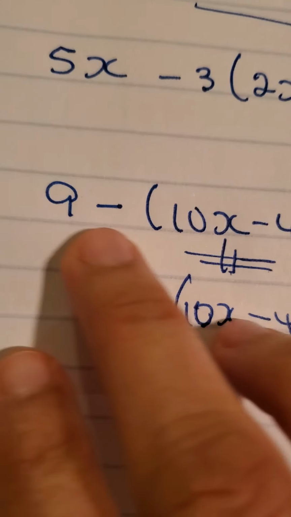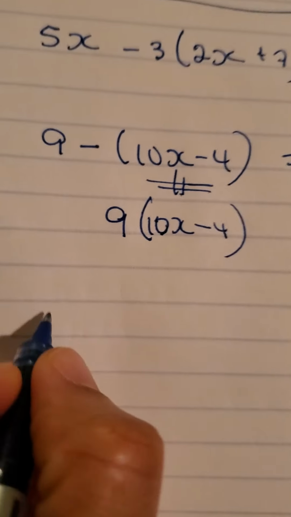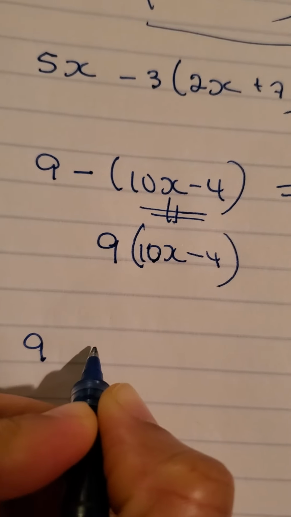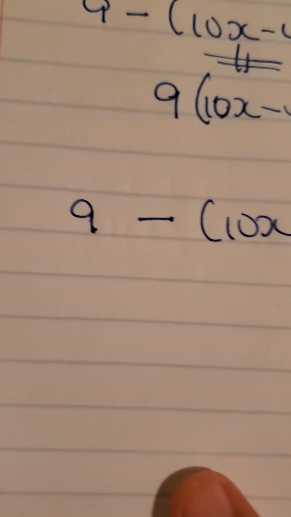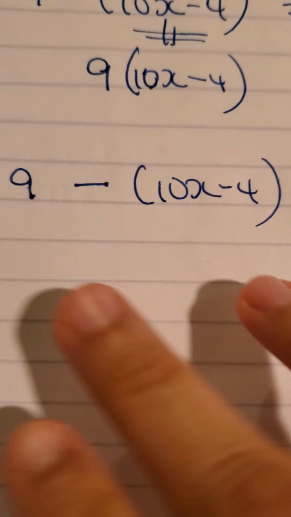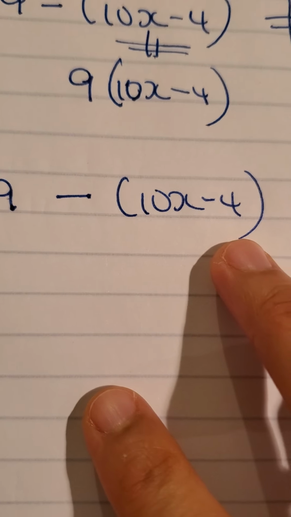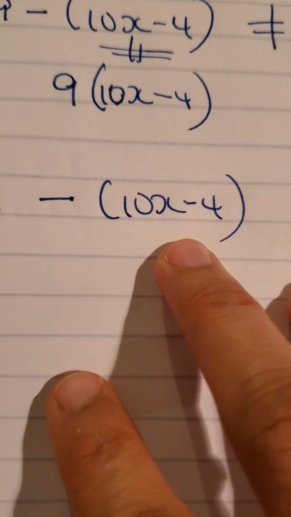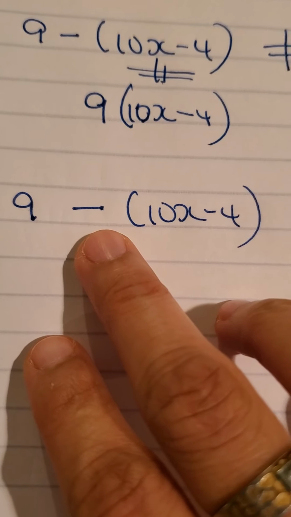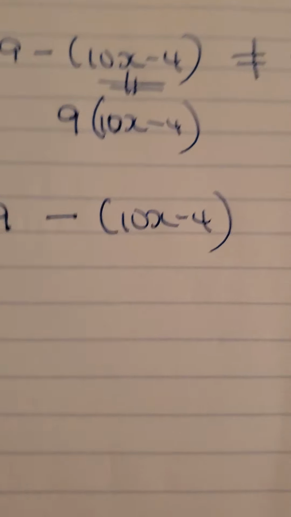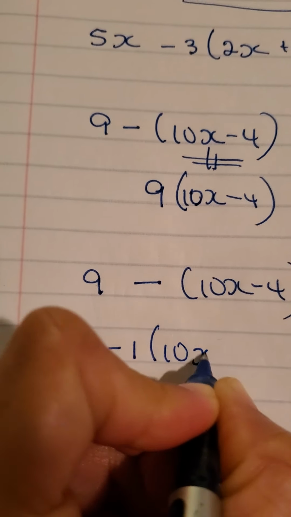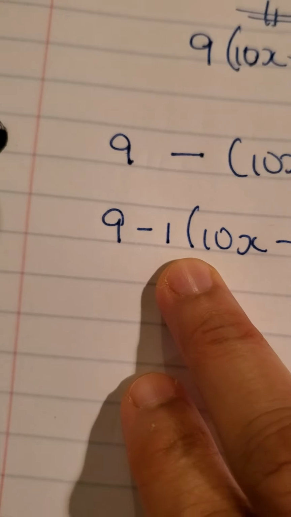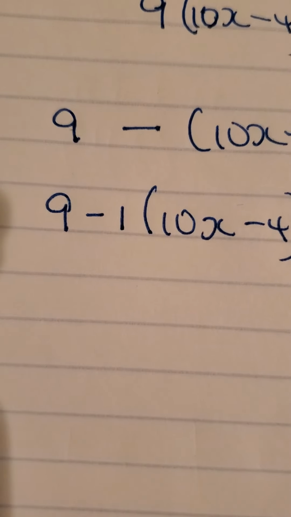Here we have two terms. We have a positive 9 term, and we have a negative (10x minus 4) term. If you remember from my previous video, you can treat this as a negative 1, because this is one term. Or you can say this is the opposite of 10x minus 4. Just for the sake of semantics, a lot of you are probably trained to treat this as one factor, so you have the factor negative 1 coming before the parentheses.